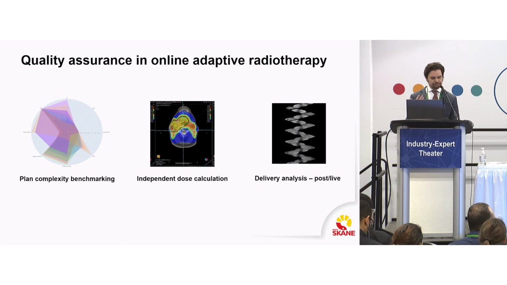Of course, we need quality assurance in online adaptive radiotherapy, as Rafael presented very nicely. So what to do when we can't do planned QA measurements prior to treatment? Well, plan complexity benchmarking, independent dose calculation, and delivery analysis together form a suite of solutions that are feasible to use in this type of situation.